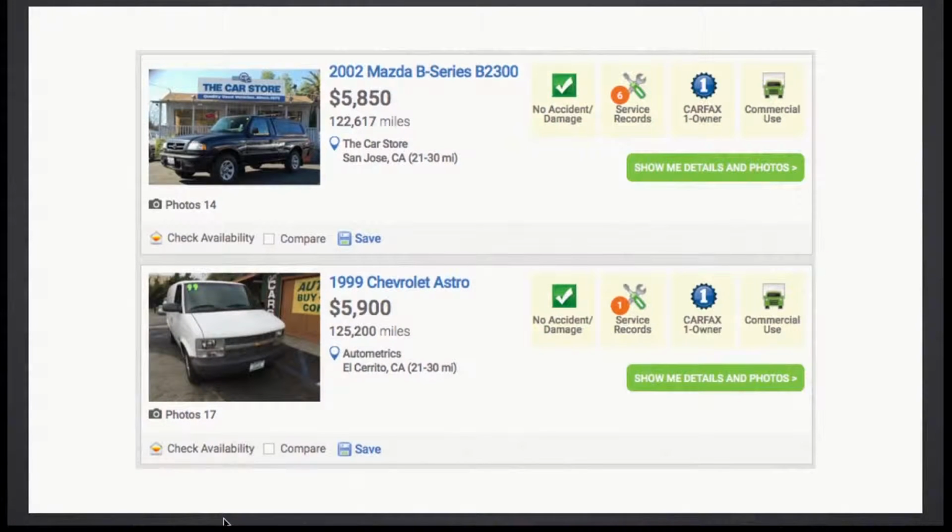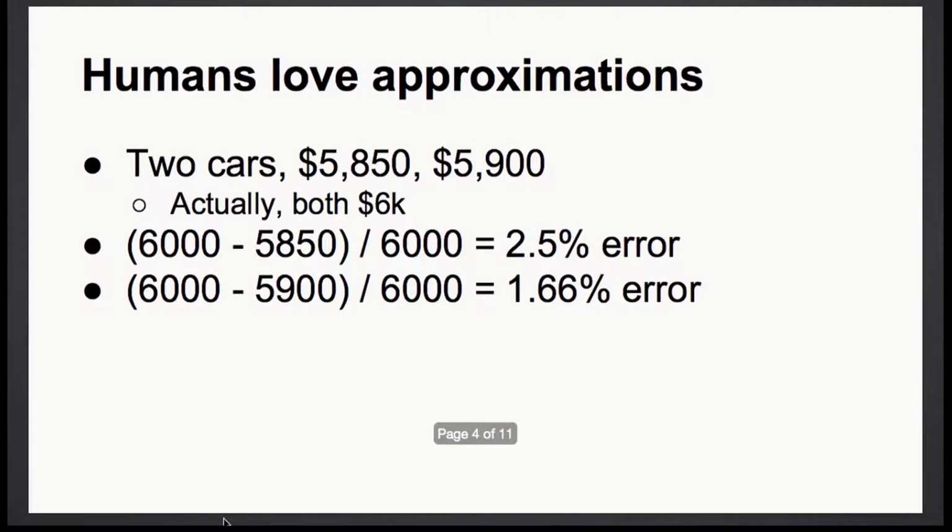So going back to this image, look at this, and how much are these cars being sold for? You can actually see the numbers right now, and you'll say there's 5,850 and all that sort of stuff. But actually, there's probably some of you out there that said, it's $6,000. It's simple, you just rounded it up, and you would go on. It turns out, if you round these numbers up to $6,000, you get a 2.5% error rate on the 5850 and a 1.66% error rate on the 5900, which some people might argue is not really acceptable for other things.